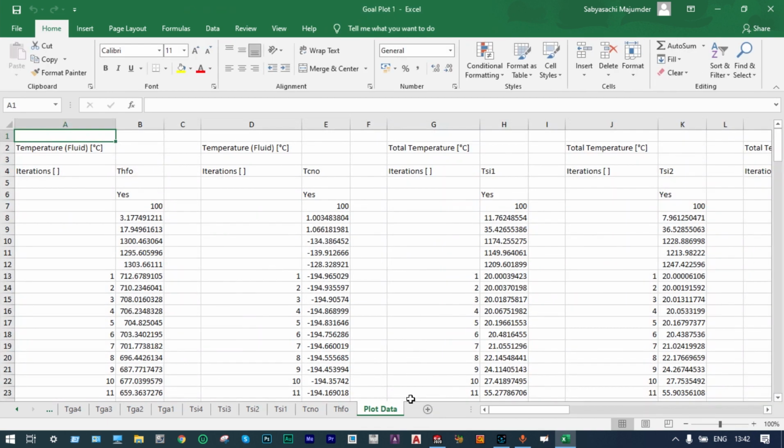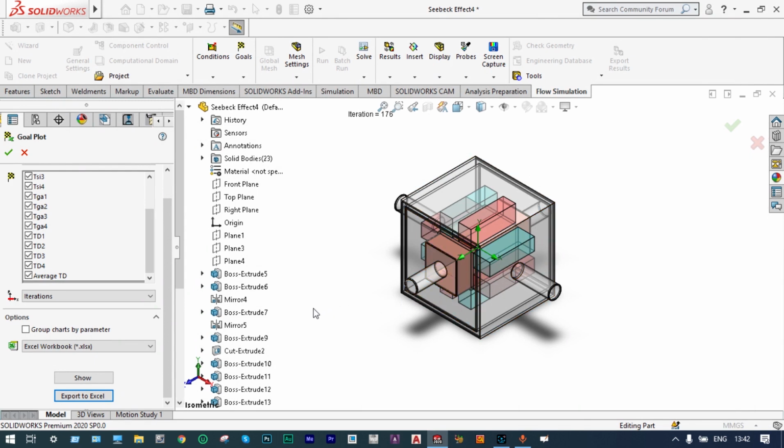We can plot this data separately and go for detailed analysis, right? Instead of that, we can see these things in the form of a graph from here also, but we have already seen these things in the form of the solver window. That's why we have exported this in Excel.